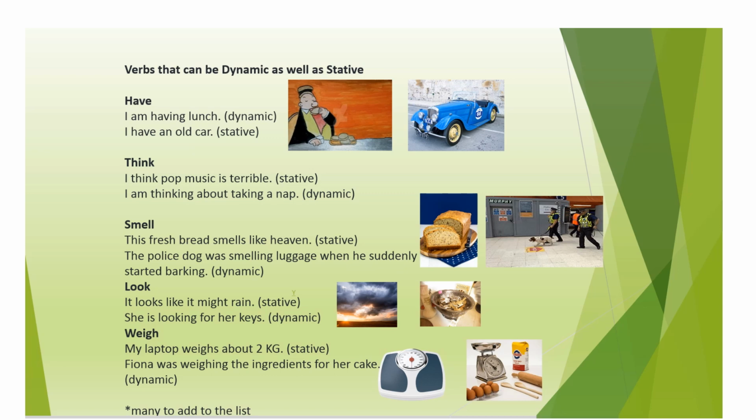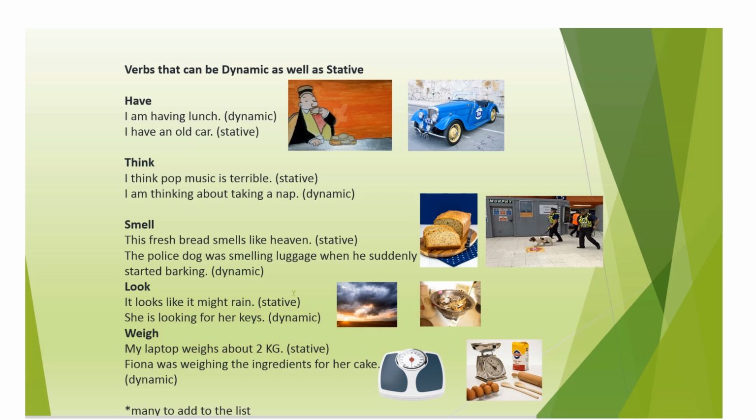Think. I think pop music is terrible. Okay, that's not my statement, but that's just for a sentence. So think here is under stative meaning. But what am I doing with my index finger on my chin and sitting in a thinker's pose? Of course, I am thinking. So of course, I am thinking about taking a nap. Here, thinking is a physical action, so it falls under dynamic.